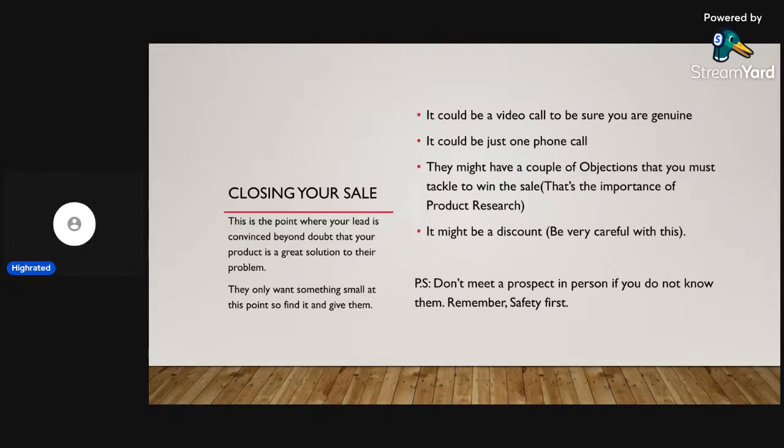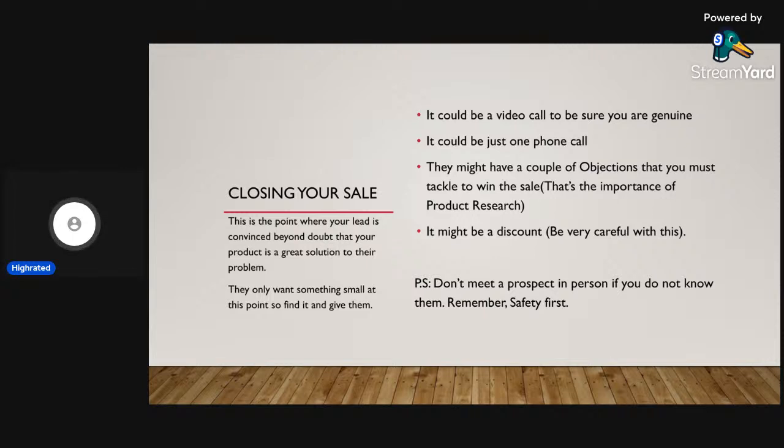Now, we move to the next part of this, closing your sale. This is the most important thing, and there are strategies to it. You have done so much work trying to get these people to the end of the funnel. Remember, closing your sale is the end of the funnel. You have done so much work trying to get those people to that point, so you don't want to mess it up.